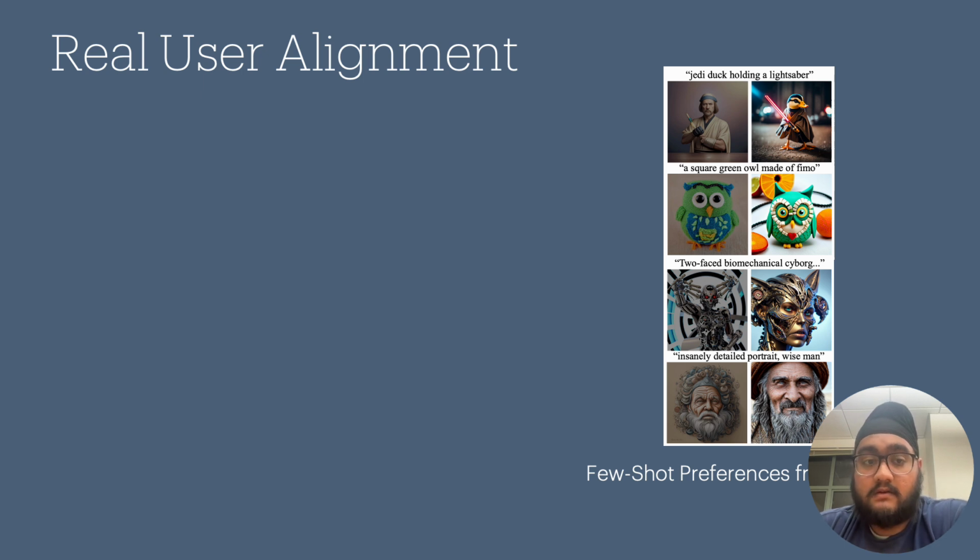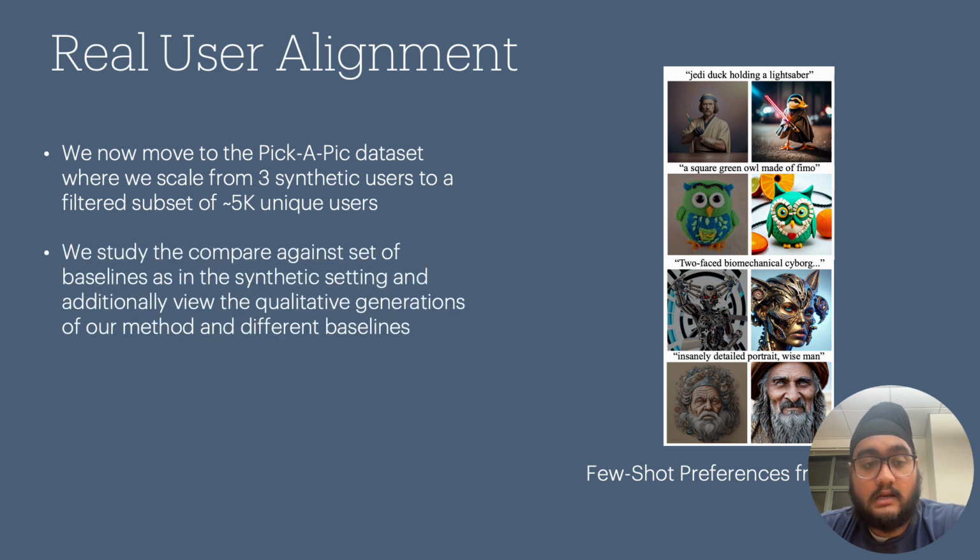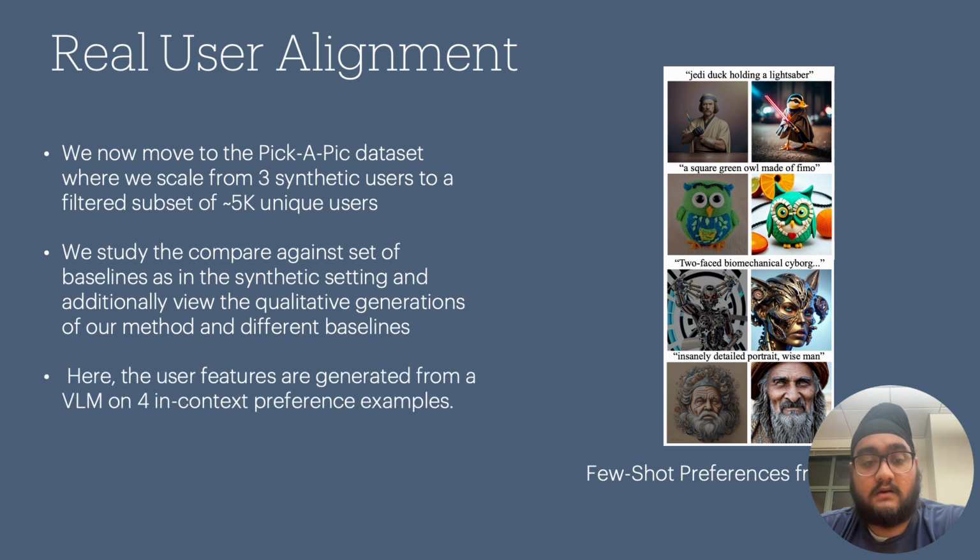Given the success in the synthetic alignment setting, we now move to a more realistic Pick-a-Pic dataset where we scale from 3 synthetic users to a filtered subset of 5K unique users in Pick-a-Pic. Here, we compare against the same set of baselines as the synthetic setting and additionally view the qualitative generations of our methods on different baselines. Here, the user condition features are now generated from the VLM on 4 in-context preference examples as seen on the right.